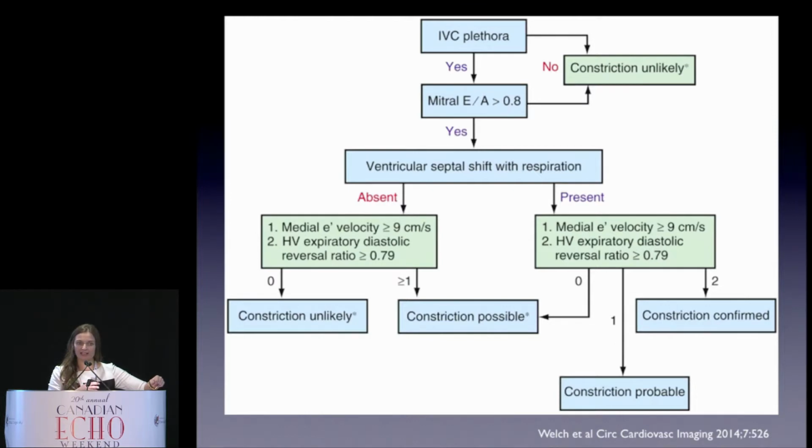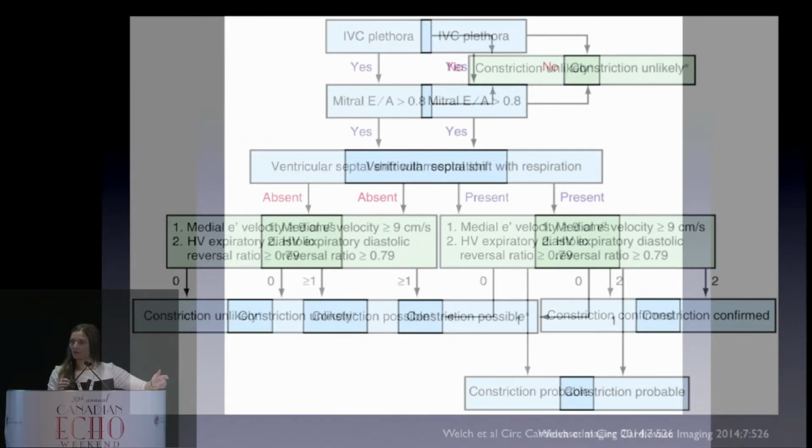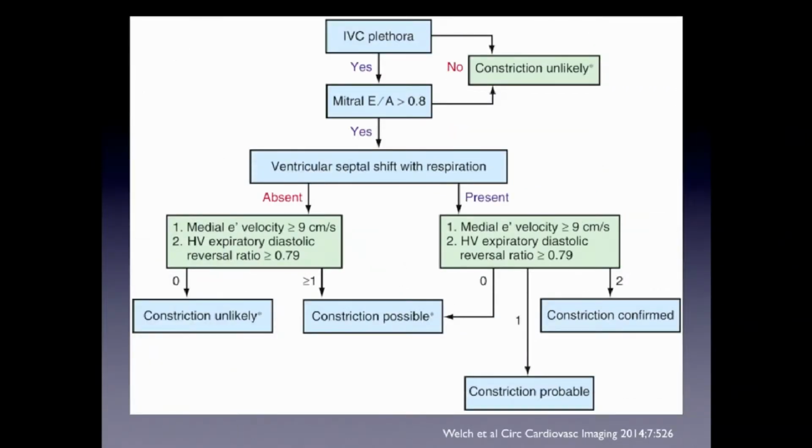Then we look for the enhanced ventricular dependence with the septal shift, and we look for the abnormal or unique myocardial relaxation with that E prime of 0.79 or greater. So those are the 5 points we're going to look for in that initial diagnostic screening.